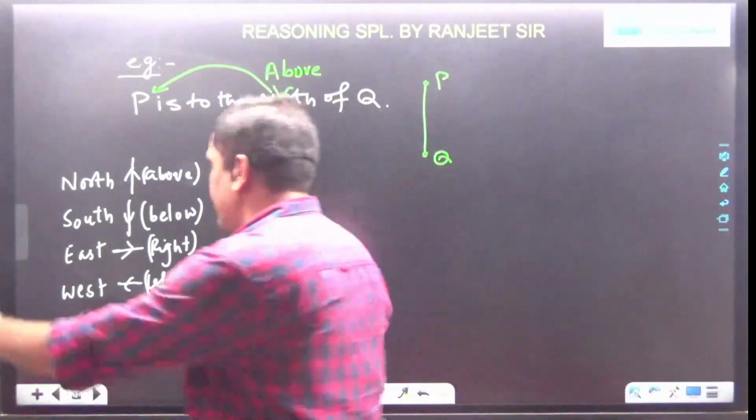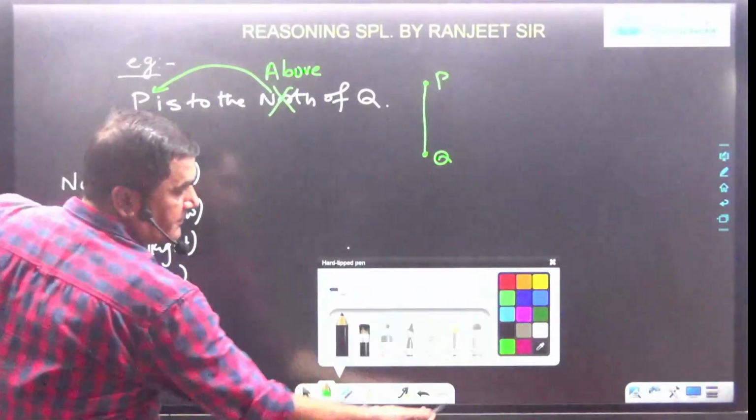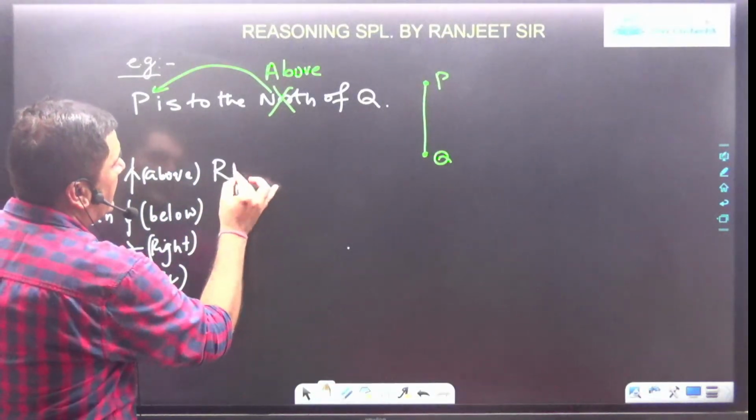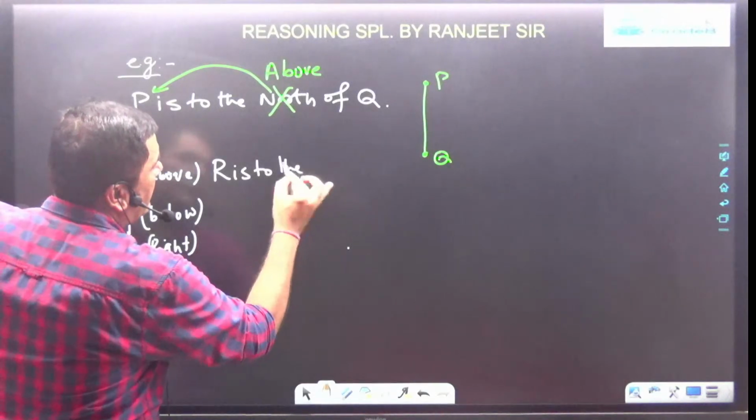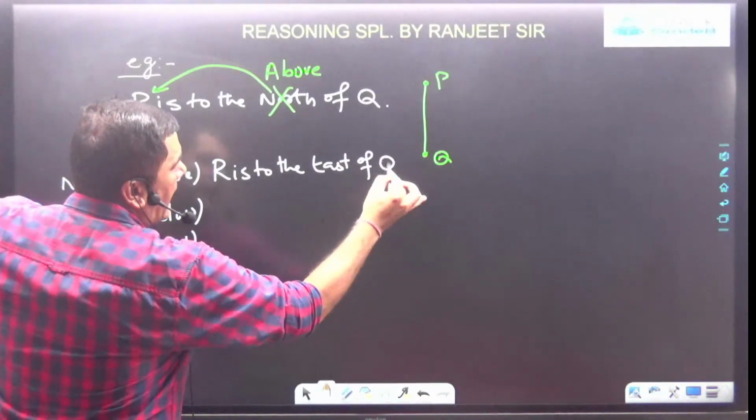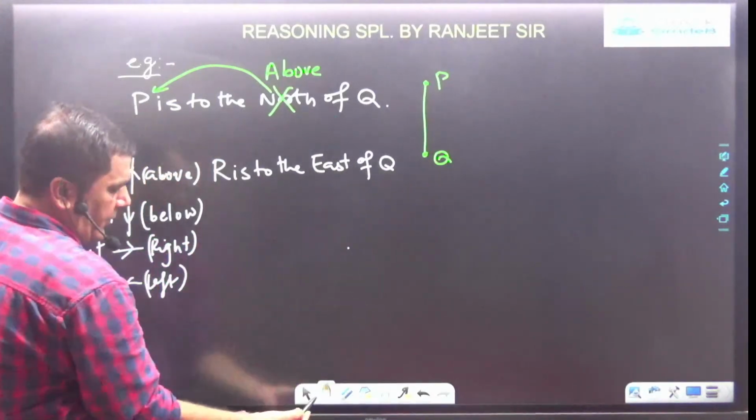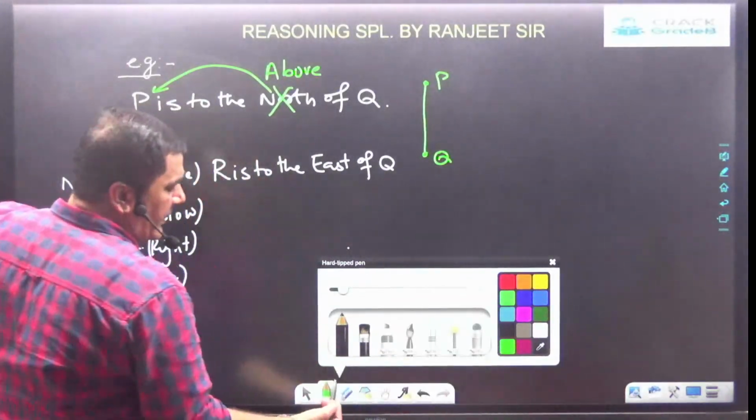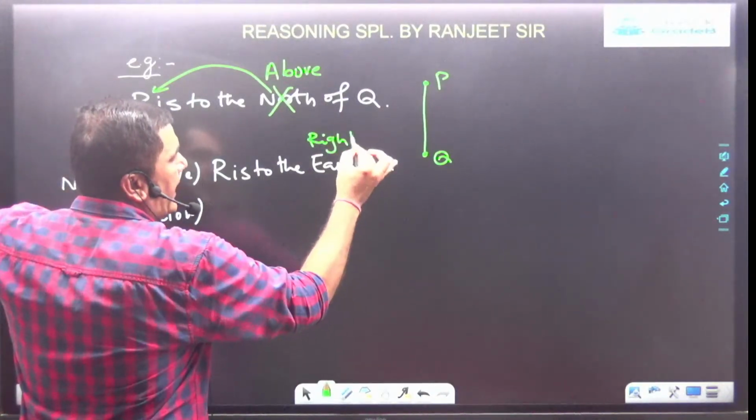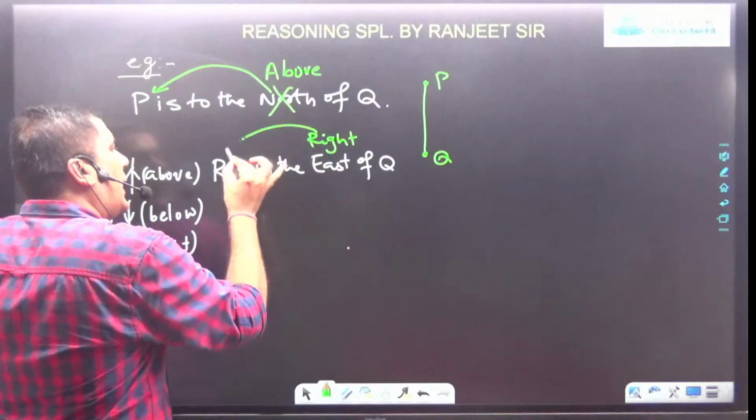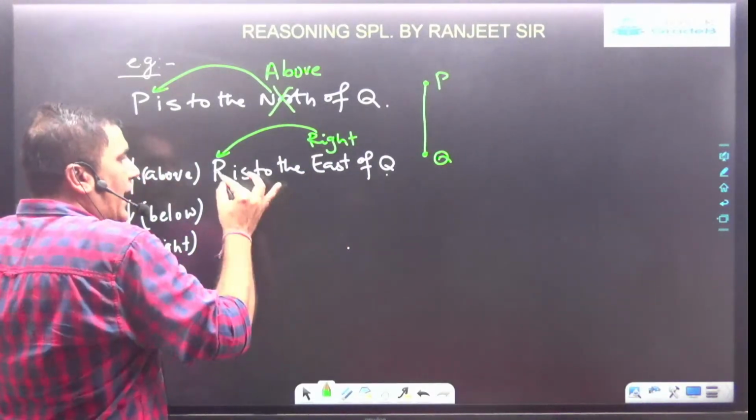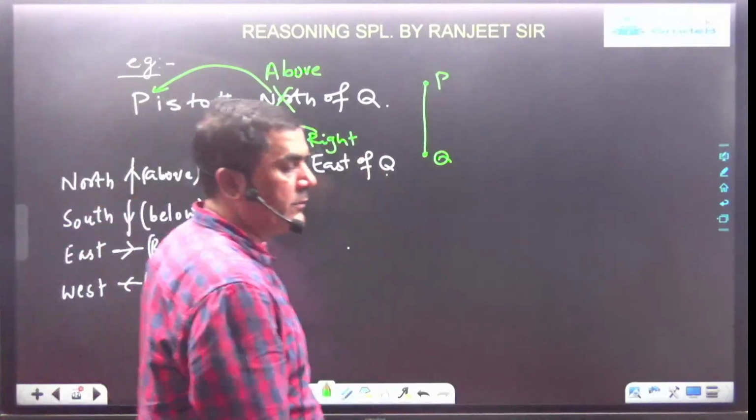Now suppose they have given the second statement as something like this. R is to the east of Q. So always remember, east means what? East means right. Who will be on the right? R will be on the right, of whom? Of Q. So I will say R is to the right of Q.